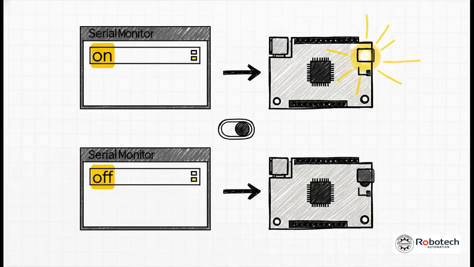Upload it, open up that monitor, and give it a try. Type on in that little box at the top, hit enter, and watch that LED pop on. Type off, hit enter, and it goes out. So cool, right? You're now controlling hardware with your keyboard.